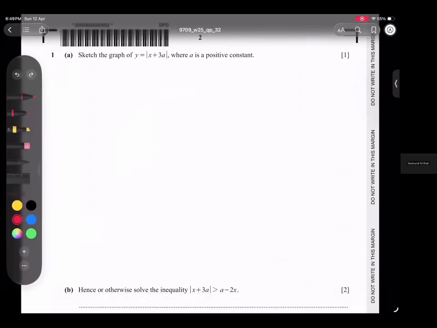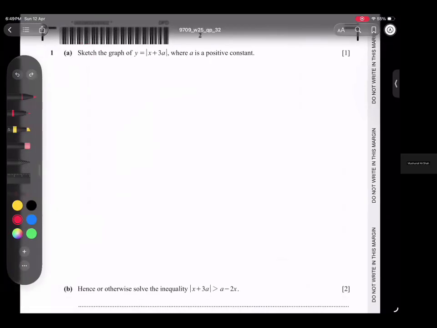Question number 1, he said sketch. What is the way of sketching? Whenever inside the modulus we have a value, we copy it and set it equal to 0. So without the modulus, we put equals to 0. We get x is equal to 3a, negative 3a. Some students think that the negative has to be eliminated. Not at all.